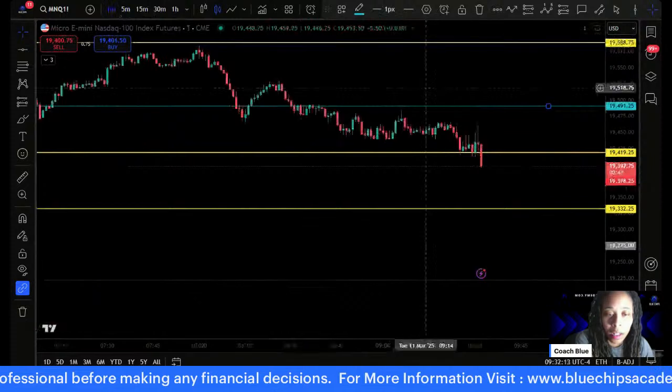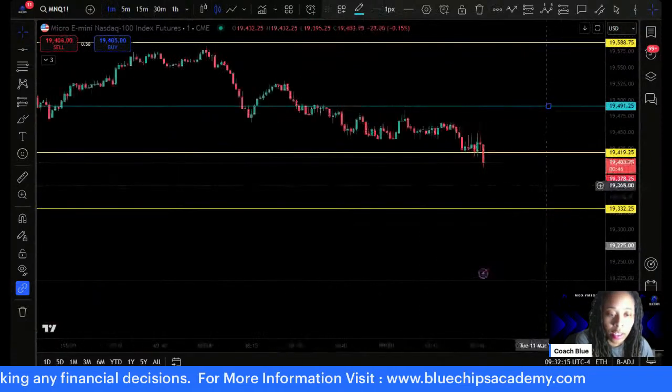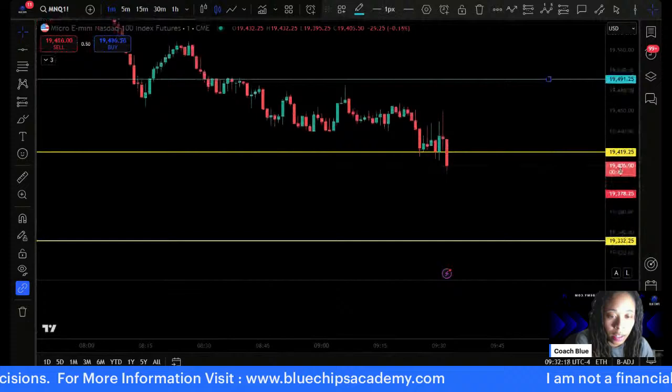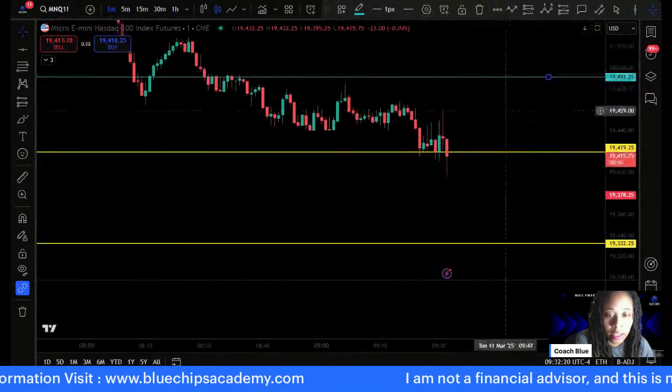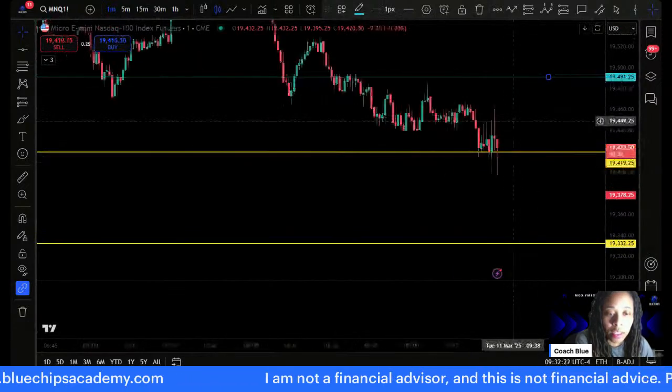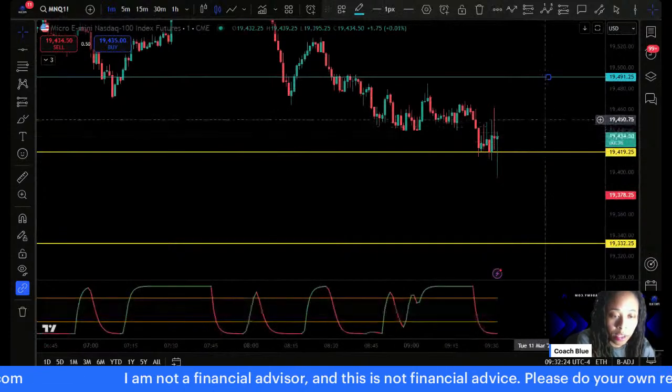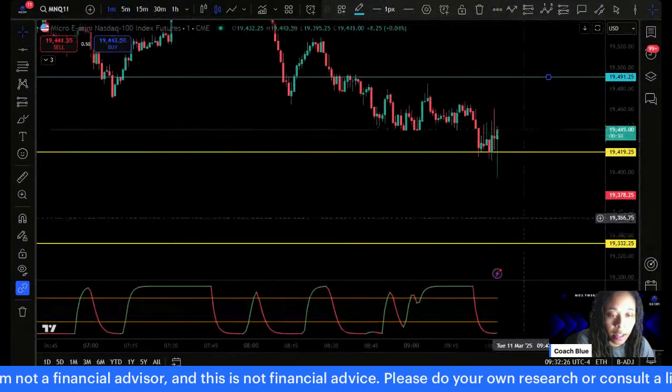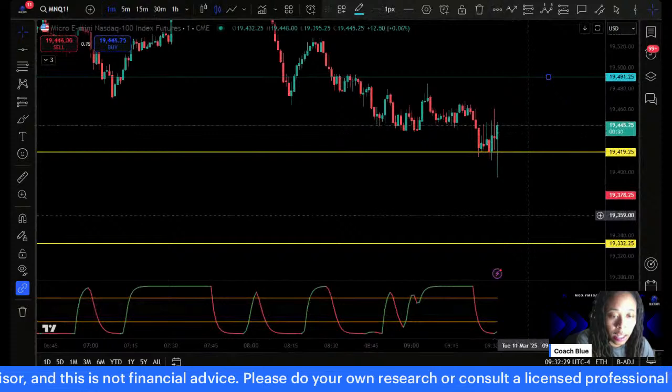Let's look at the 1 minute. Okay, so here's our breakout. So what I'm doing is I'm preparing myself to see where I would want my stop based on the candles. But again, we want to see how this thing really plays out.